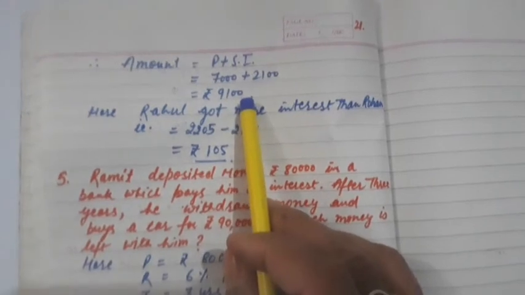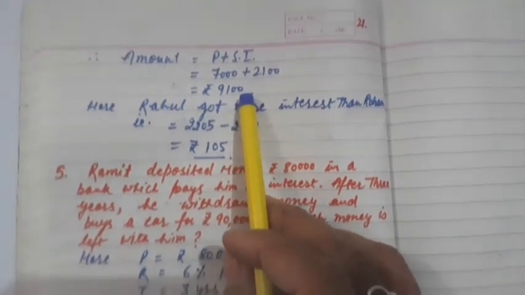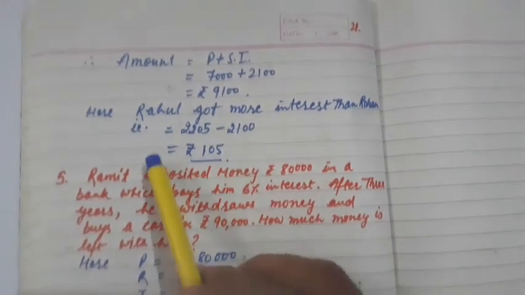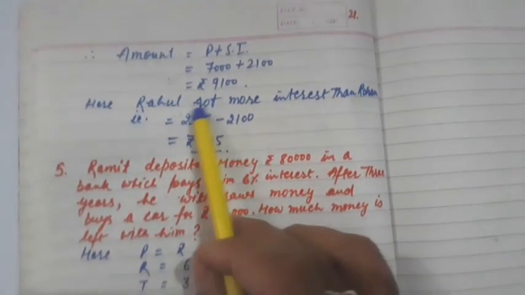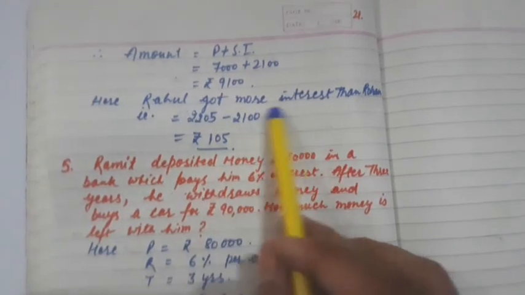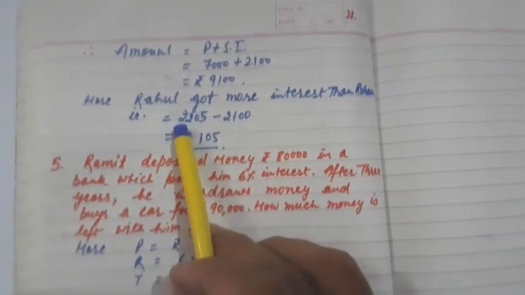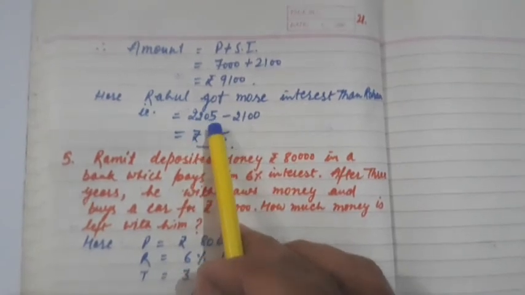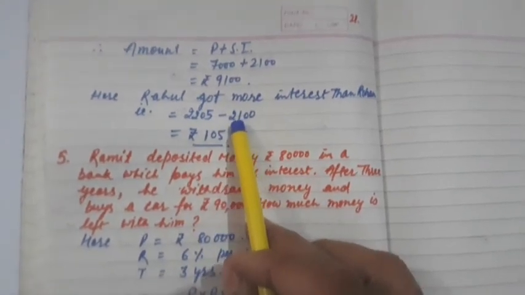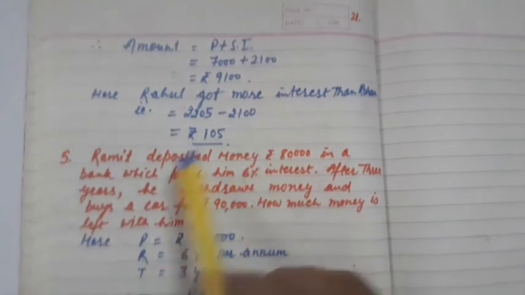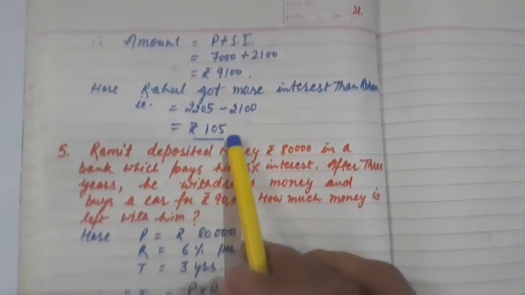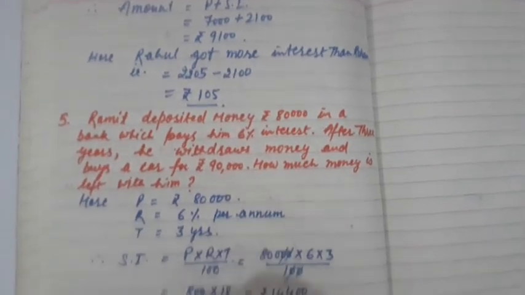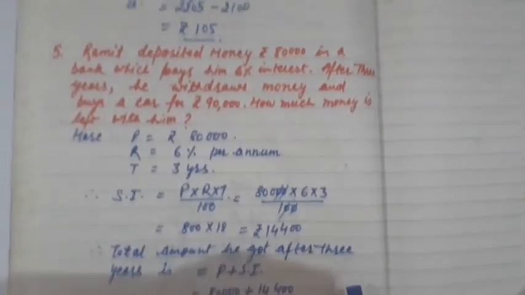We have to ask the question up to the amount. But if it is asked who got more interest, in this case the interest is of Rahul. Rahul got more interest because his interest is 2205, and Rohan's interest is 2100. So after subtracting, Rahul got more rupees, that is 105 extra money. Now the next question, the last question of this exercise, is here.